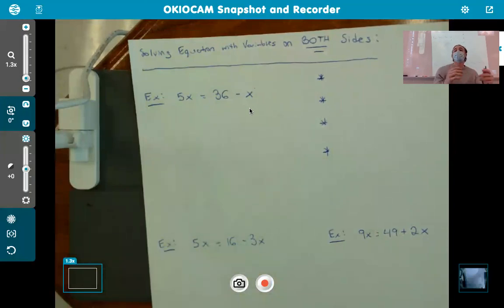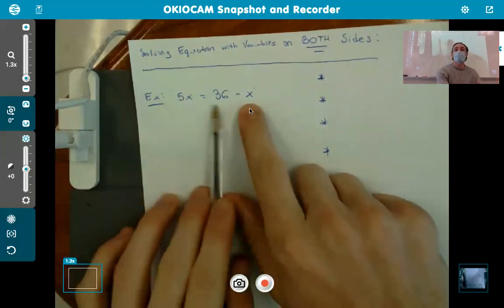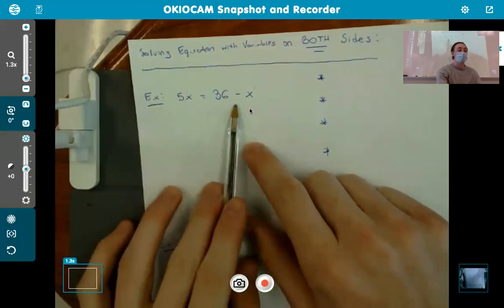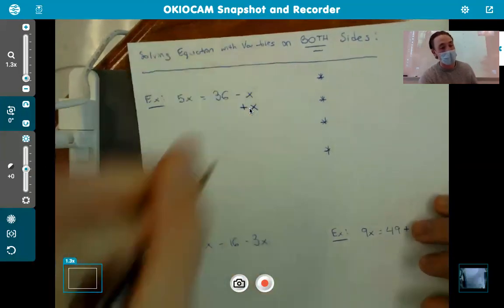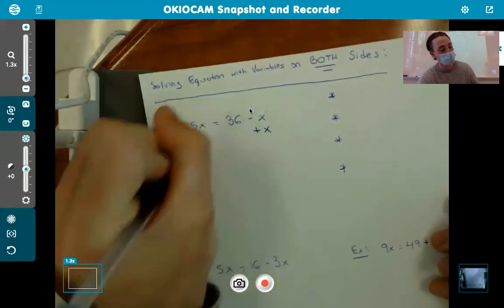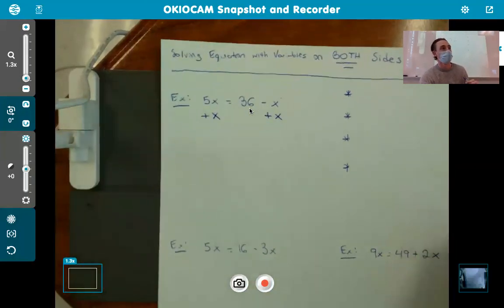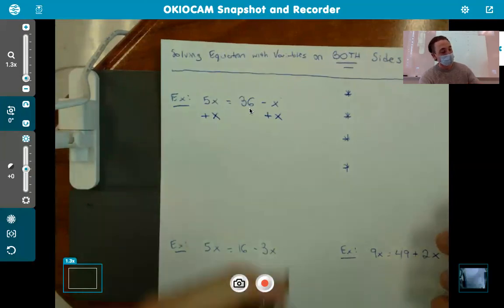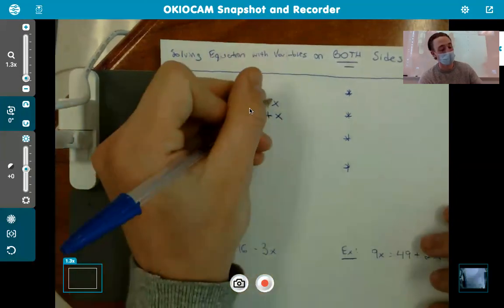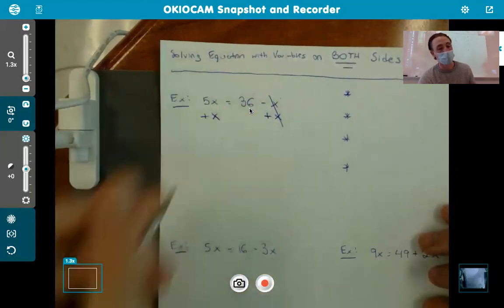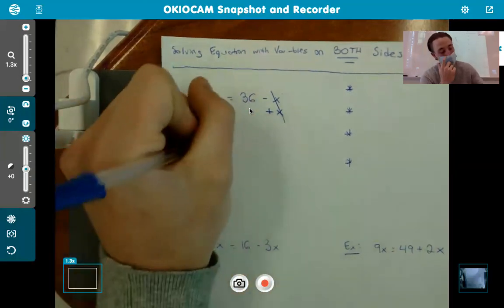What do I know are like terms here? If I just look across, what can I combine? 5x and this x right here, right? So we're going to start by moving the x term to the other side, all right? And the reason for that is because we know it's a common term, we can combine them. So I'm going to start by taking this and adding x to both sides. Because what's going to happen to the negative x plus the x? It's going to go away, right? And then what's 5x plus x? 6x.